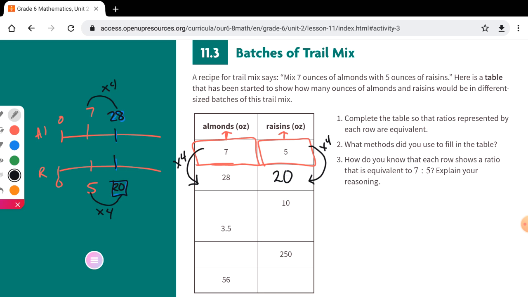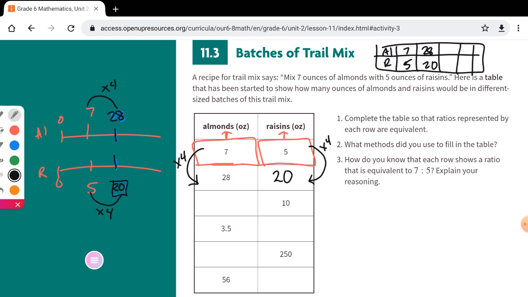Yes, a table could also be horizontal. So this is a vertical table. We could have also drawn it pretty much even more like a double number line. Yep. Almonds, raisins would be there, and then the numbers would go across. So this would be 7, that would be 5, 28, and 20.